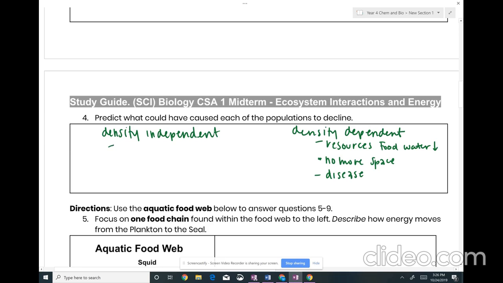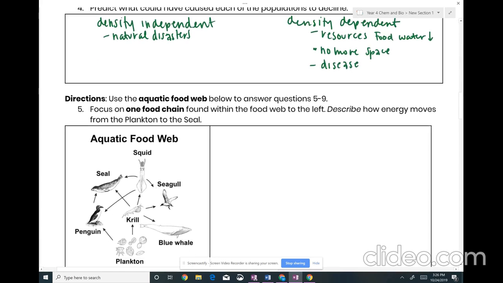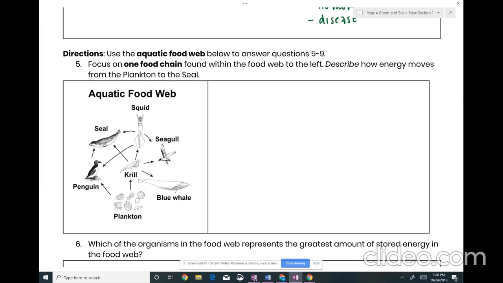Right, density independent, that is going to be our natural disasters. So anything like that, those are things that could have happened, right? Maybe the deer got sick, or maybe the deer ran out of grass. Anything like that could be something that works through that.